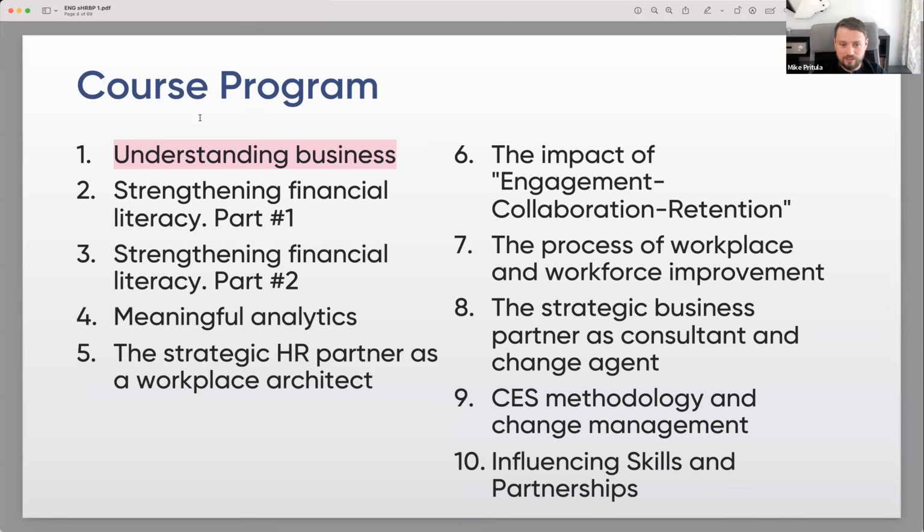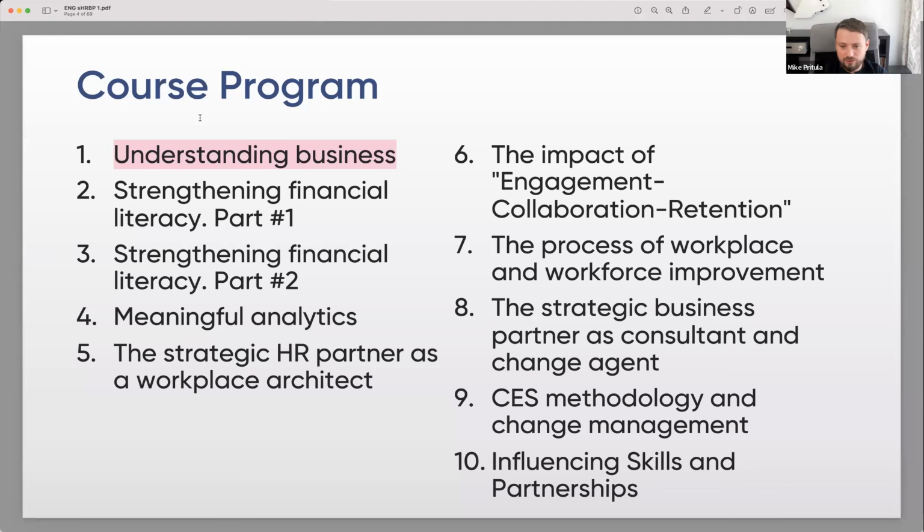Class number 4 is going to be about meaningful analytics. So we will learn how to apply analytics to a job. Class number 5 is going to be about the strategic HR business partner as workplace architect, how to make the employee workplace better. Then we will talk about the impact of engagement, collaboration, and retention, 3 main areas that an HR business partner focuses on in employee work, because the rest is done by the central HR department that we will see today.